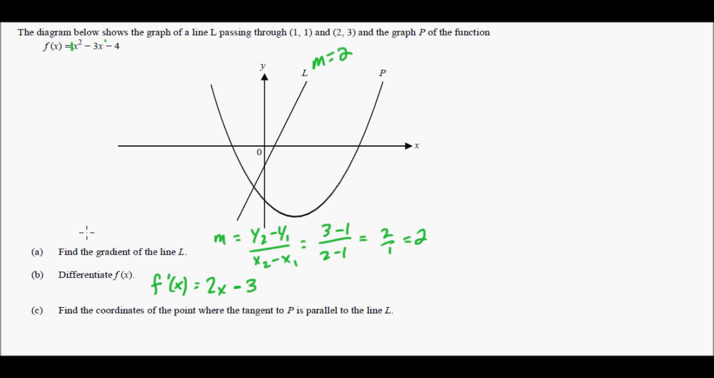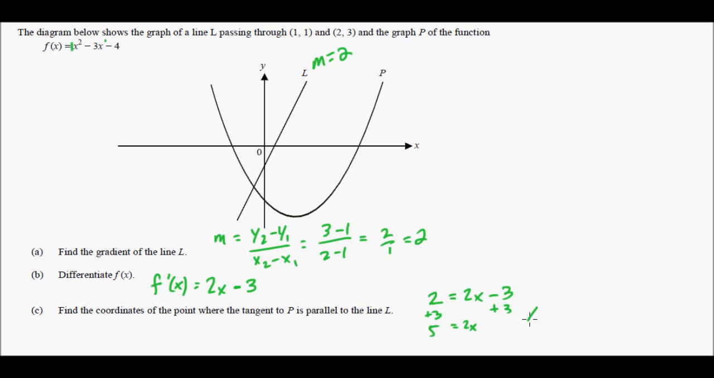Now find the coordinates of the point where the tangent to P, so the tangent line to P, is parallel to line L. Well, if it's parallel to line L, it has to have a gradient of 2. Now remember, the derivative gives us our gradient. So if we know what the gradient is, we can sub it in right here. So we can say 2 equals 2x minus 3 to find the x value. So plus 3, and so we get 2x equals 5.